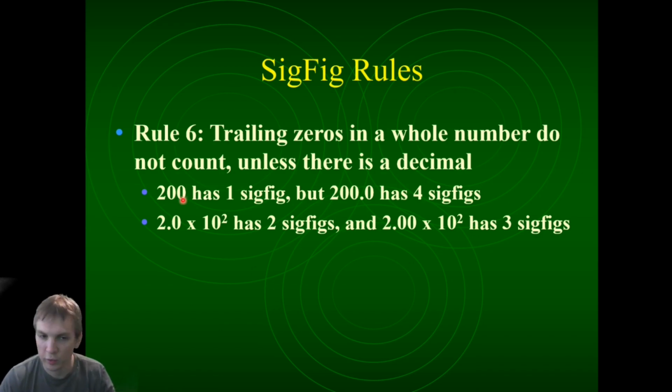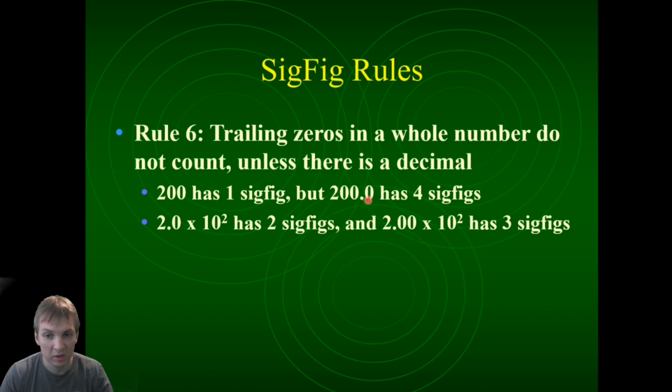200, they're trailing, but they're not in the decimal. So the only significant figure here is 2. The only sig fig is there. But 200.0 has 4 sig figs, and this is why. Even though these two zeros are not in the decimal portion, they are sandwiched between this 2, which is significant, and this 0, which is also significant.